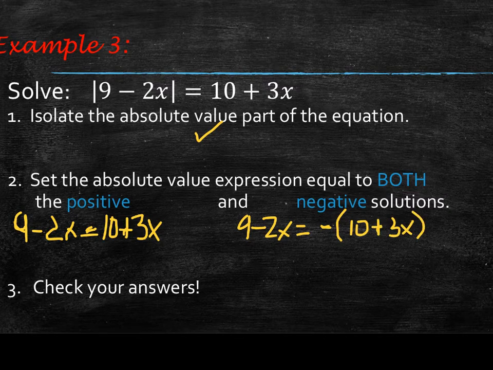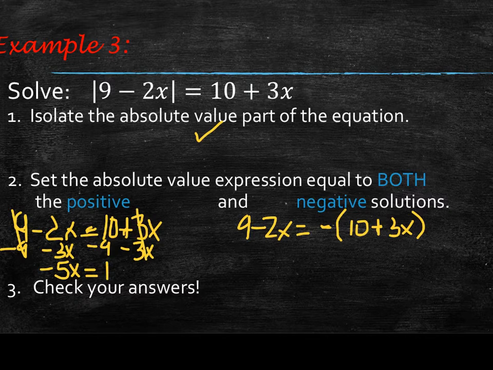Okay, so on this one, let's go ahead and subtract 9 to the other side. And then let's also subtract the 3x to the left side. So this would cancel. Negative 2x minus 3x is negative 5x. 10 minus 9 is 1, and this cancels. When you divide by a negative 5, you get x equals negative 1/5.